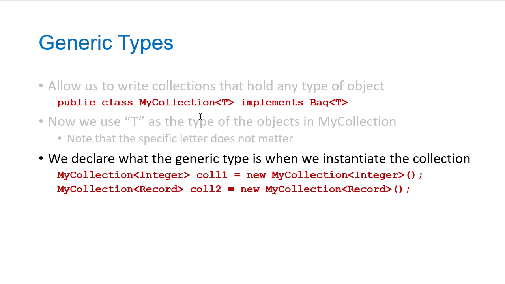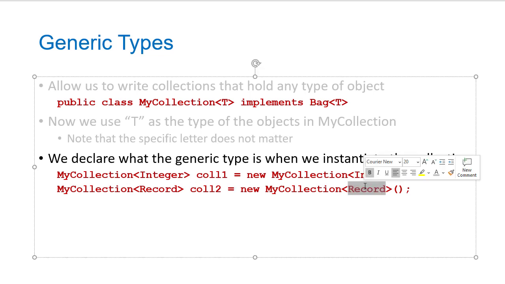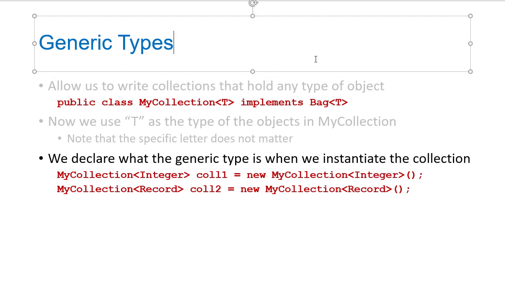So once we have a class that's a generic class, we can instantiate it. And when we instantiate it, we specify what type it's going to store. So here we have collection 1 is an integer collection. Collection 2 is a record collection. This is the only place that we actually specify what type is being stored in that collection.